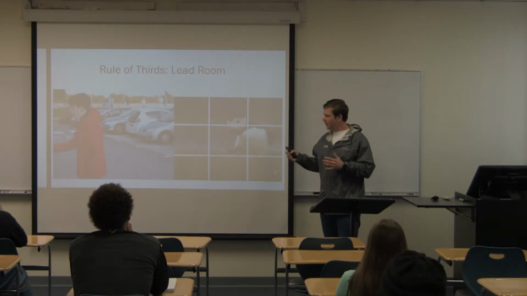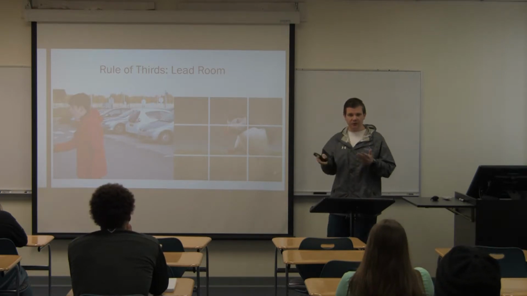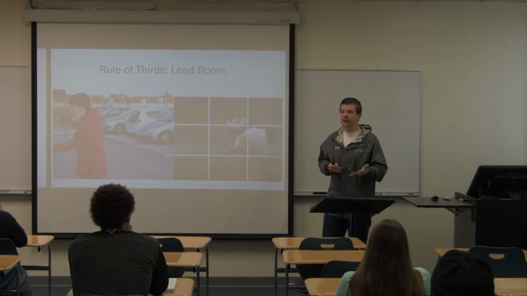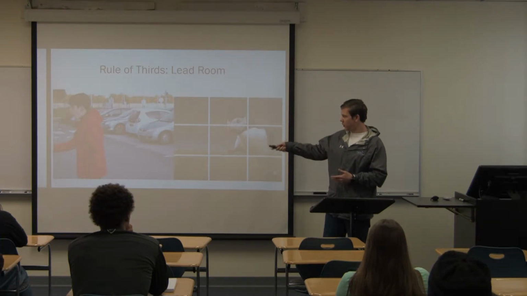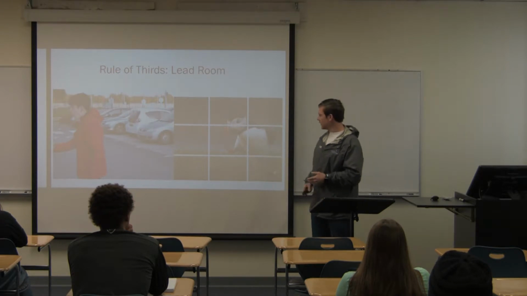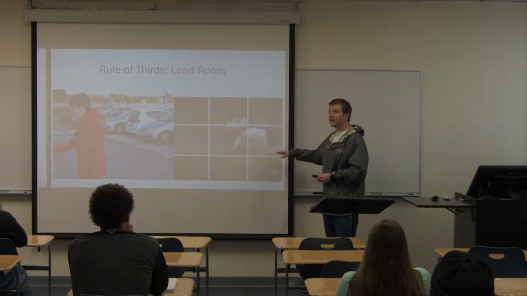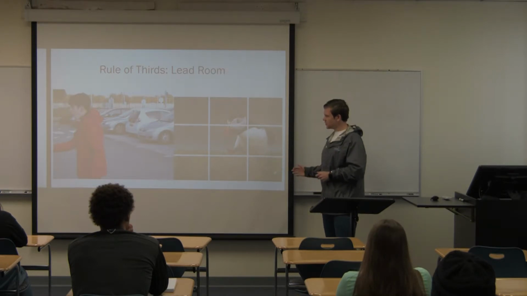So the idea behind lead room is that when you're framing a subject and they're facing a certain direction, you want to leave a little bit of space in front of them to show movement. On the left, this photo is kind of awkward because his arm is even cut off there, and all that stuff behind him is unneeded. On the right, this subject here, there's a little bit of space in front of him, it kind of brings up the element of movement within the photo.